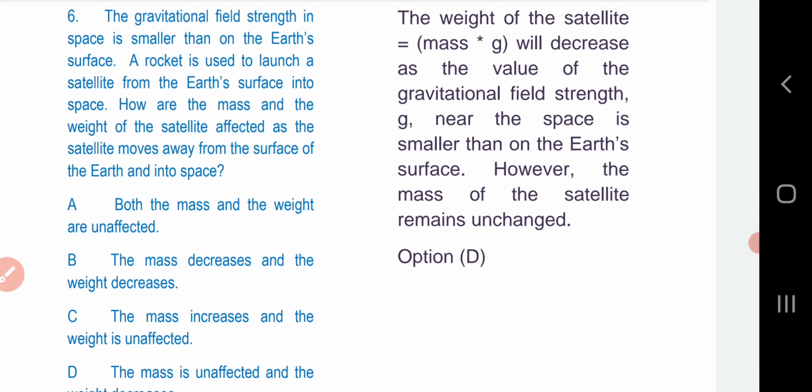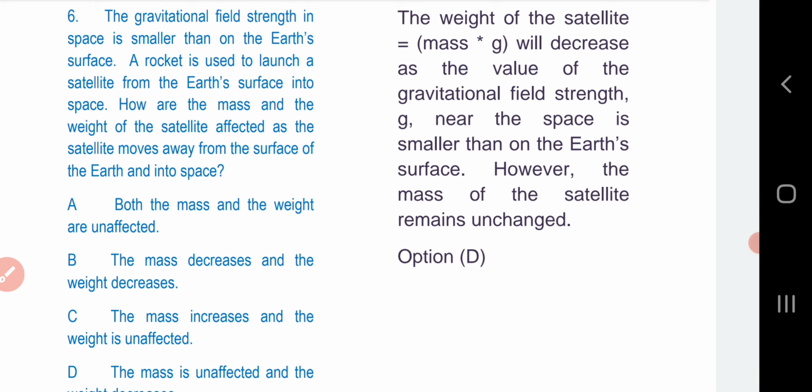Question number 6. The gravitational field strength in space is smaller than on the Earth's surface. A rocket is used to launch a satellite from the Earth's surface into space. How are the mass and the weight of the satellite affected as the satellite moves away from the surface of the Earth and into space?